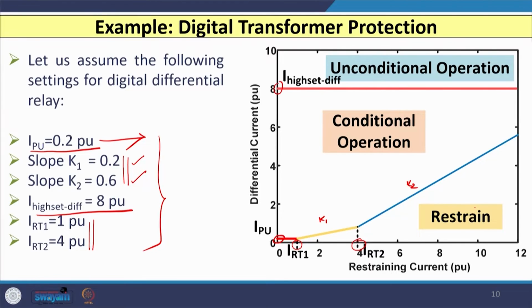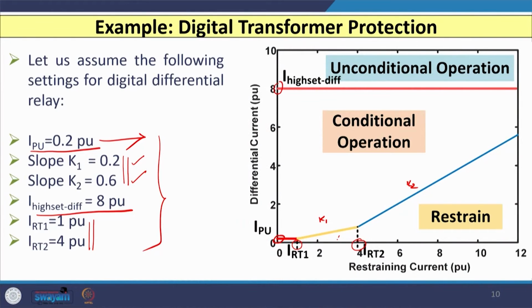Before we move to the verification, a few things we need to consider with reference to this characteristic. You see that the operating condition is when your operating point falls above this characteristic. So, this is your operating region. Any operating point below this characteristic is the restraining region or blocking region. Whenever any mismatch is there, maybe because of CT ratio, or non-identical CT saturation characteristics, or the tap changing mechanism, then the operating point should fall somewhere here.